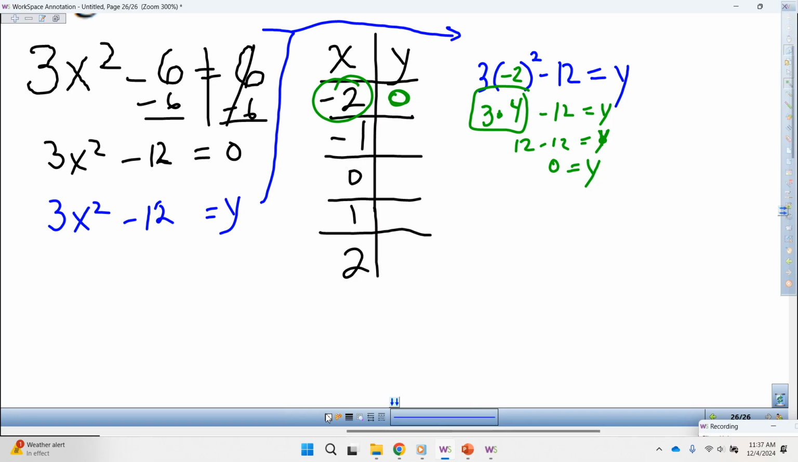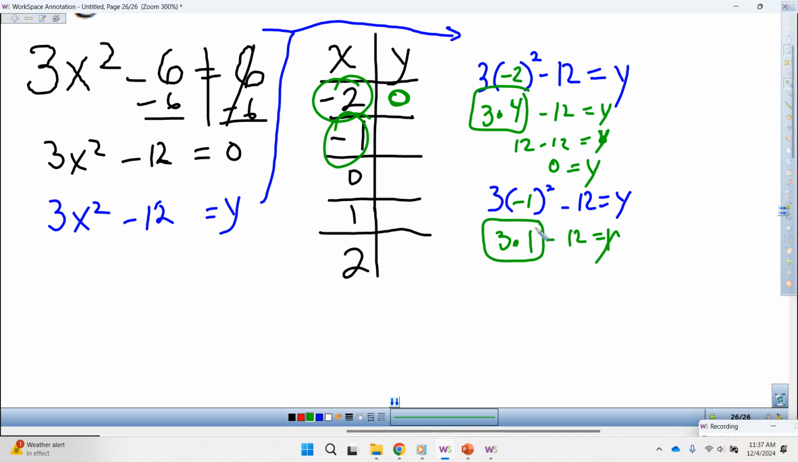Next one, let's do it again. 3 parentheses squared minus 12 equals y, but now we're going to substitute negative 1. So 3 times negative 1 squared is 1 minus 12 equals y. What is 3 times 1? 3 minus 12 equals y. What is 3 minus 12? Negative 9 equals y. That is correct. Negative 9.